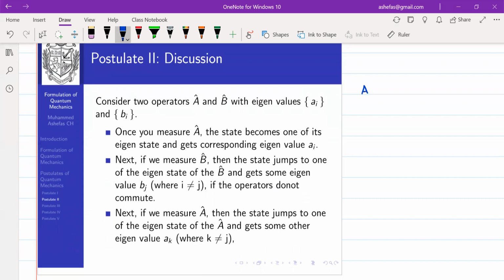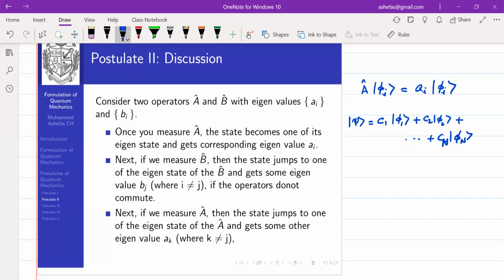Suppose the operator A has eigenvectors ket phi_i and the corresponding eigenvalues are A_i. Then a general state psi we can expand as C1 ket phi 1 plus C2 ket phi 2 plus etc., Cn ket phi n. Now if you measure operator A on psi, there are many possibilities. Either ket psi will collapse to phi 1, or it will collapse to phi 2, or phi 3, up to phi n.